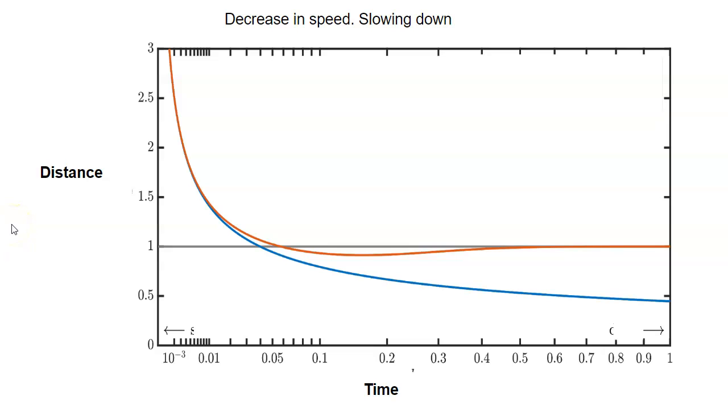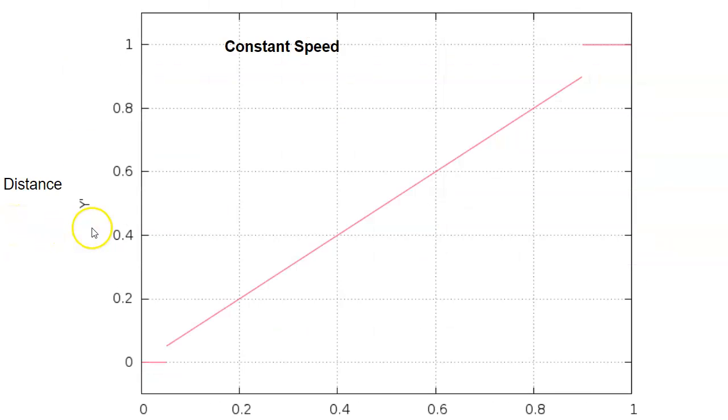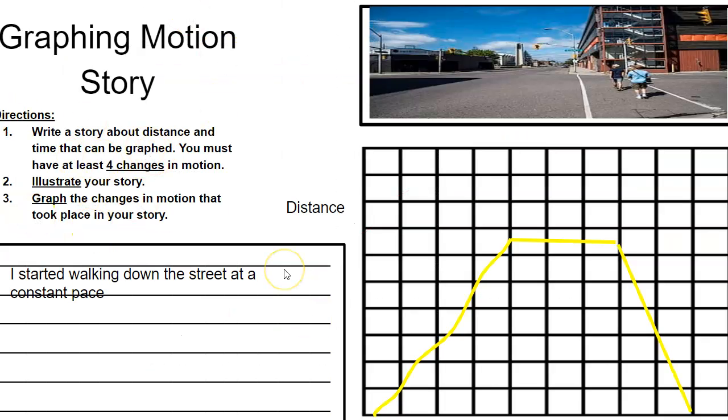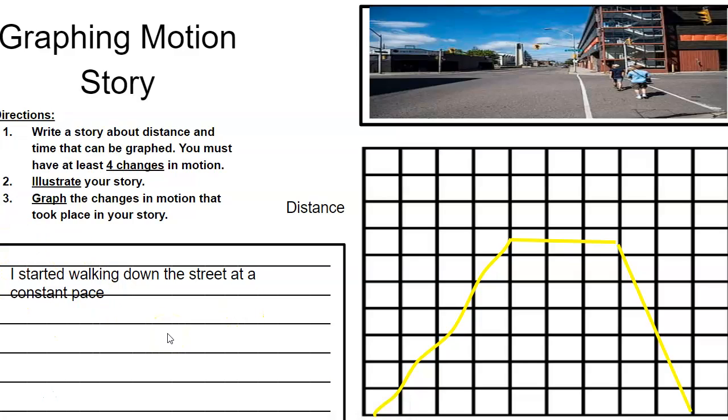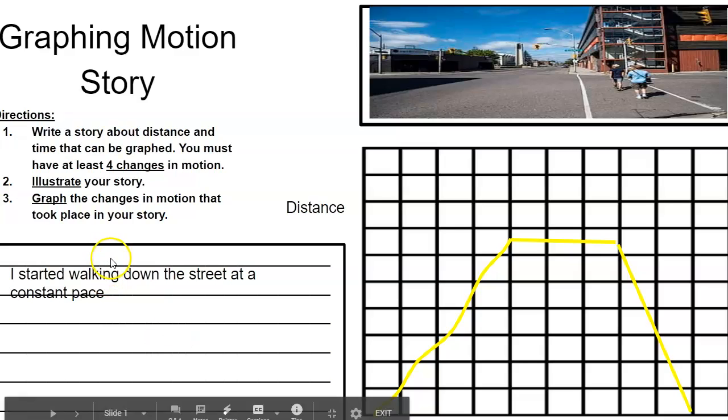I hope this helps as you create your graphing motion story. If you're unable to print and you're unable to edit the document on the computer, perhaps you could just draw this graph and write down your story on a piece of paper, and hopefully you can send it to me digitally. If not, we'll come up with something. But I hope that helps everybody who may be a little bit confused about this graphing motion.